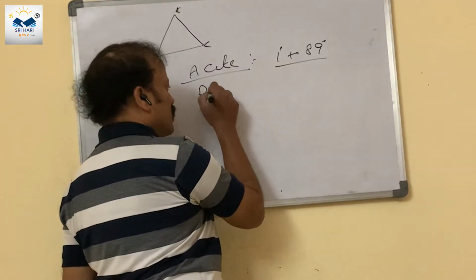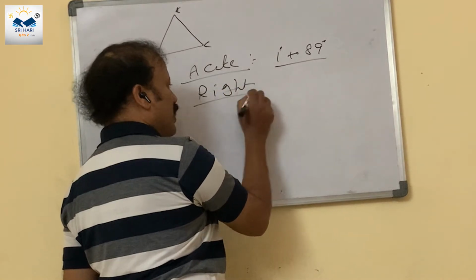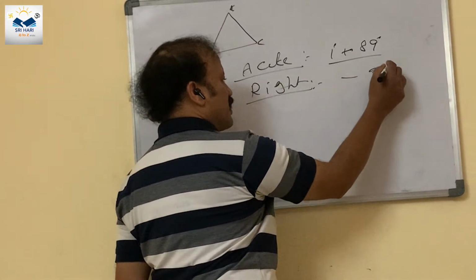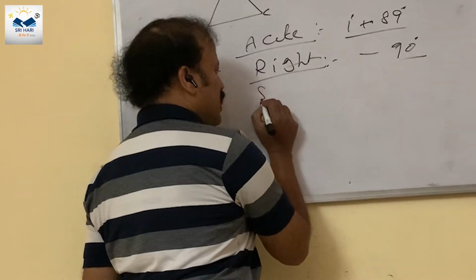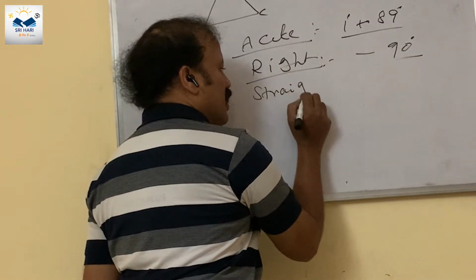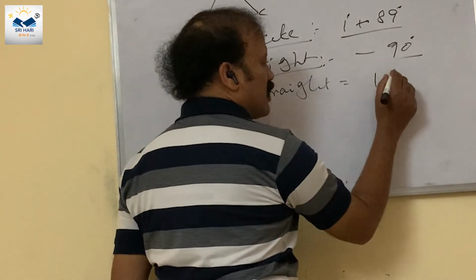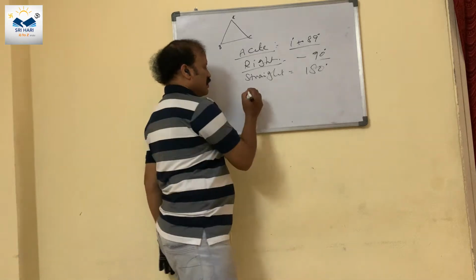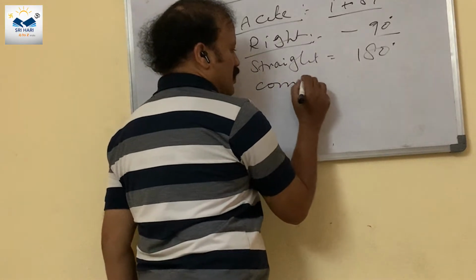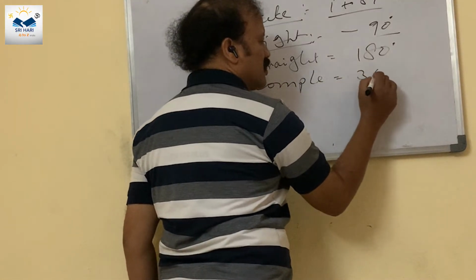So the next one is right angle. Right angle means exactly 90 degrees. Exactly 90 degrees is a right angle. Next, straight angle. Straight angle is exactly 180 degrees. Exactly 180 degrees is a straight angle. Complete angle, that is 360 degrees.